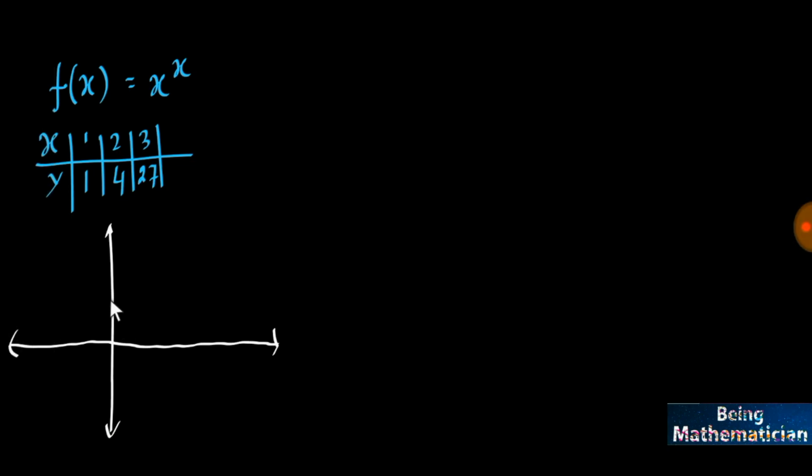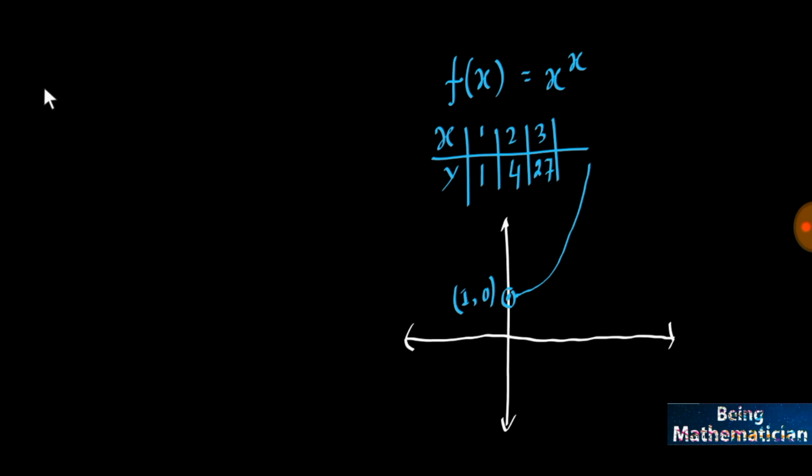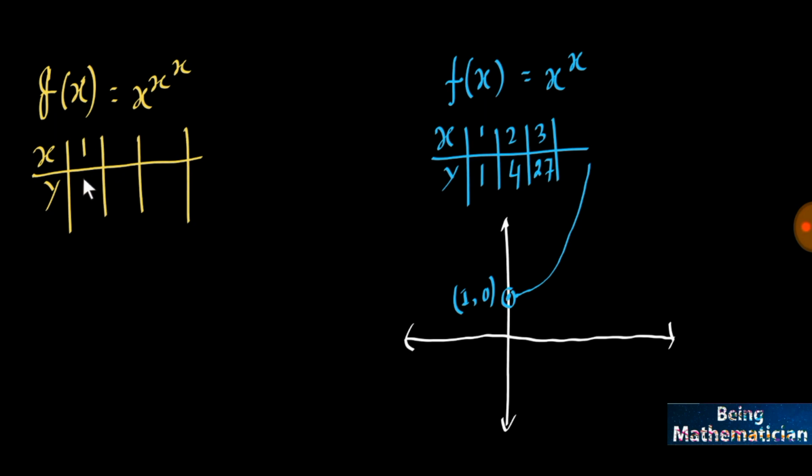So assuming that this point is (1, 0), and this is not on the curve, so curve is starting from very near to this point and it will be strictly increasing. Now let's discuss another function, which is g(x) is x to the power x to the power x. Now the table of this function will be: when x is 1, then y is 1. When x is 2, then y is 16. When x is 3, then y is 3 to the power 27.